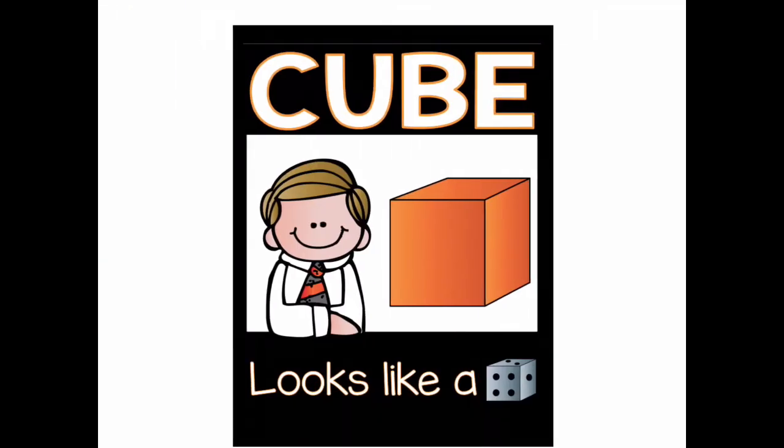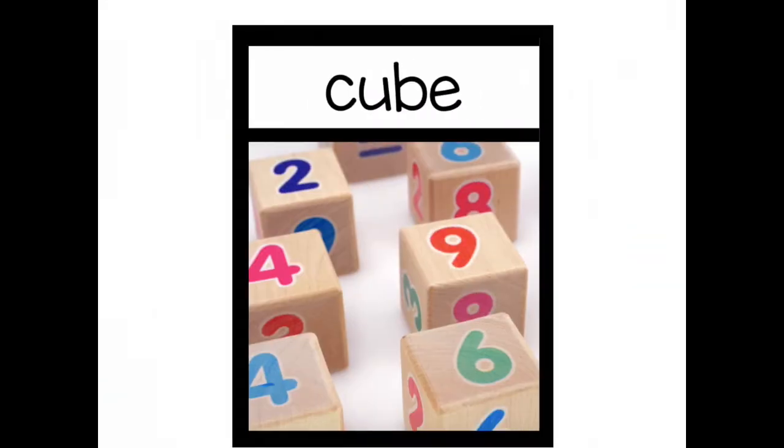The next one is a cube. What shape do you see here? You are right, a square. And you know, you'll find a square on all sides of a cube. Do you have any idea how many sides there are on a cube? There are 6, so you'll find 6 squares put together to make a cube.